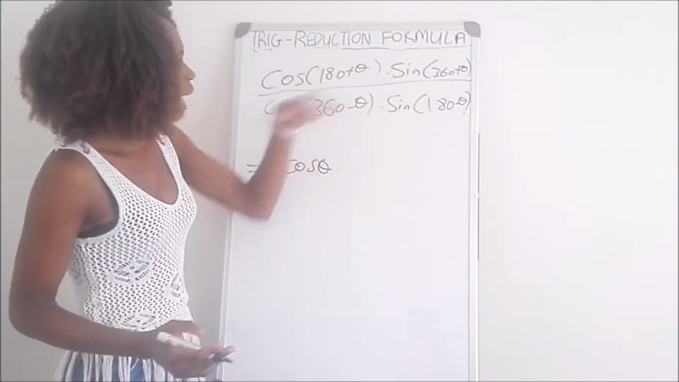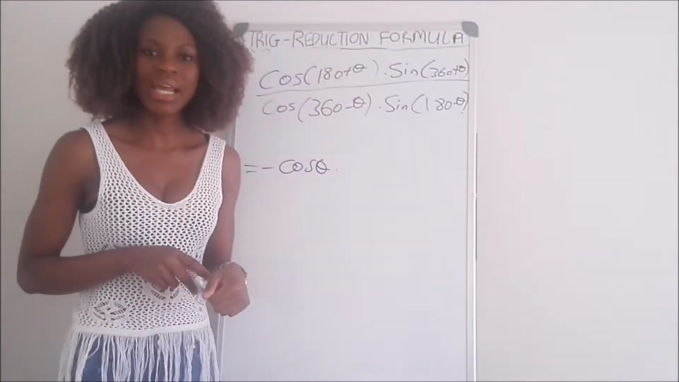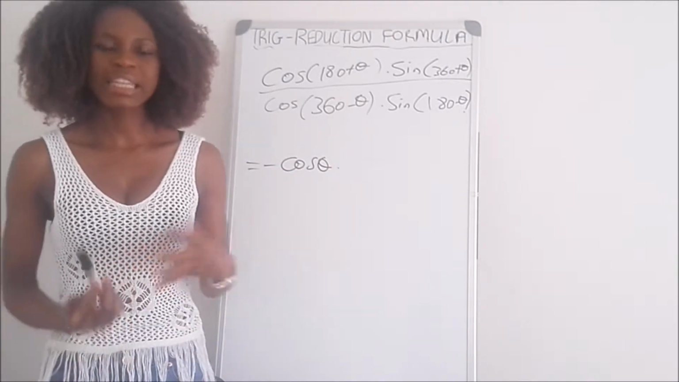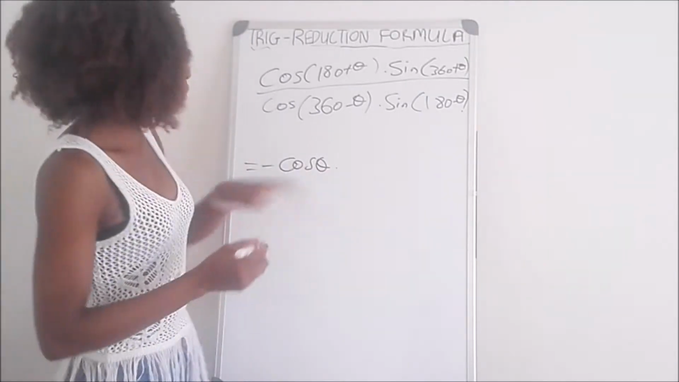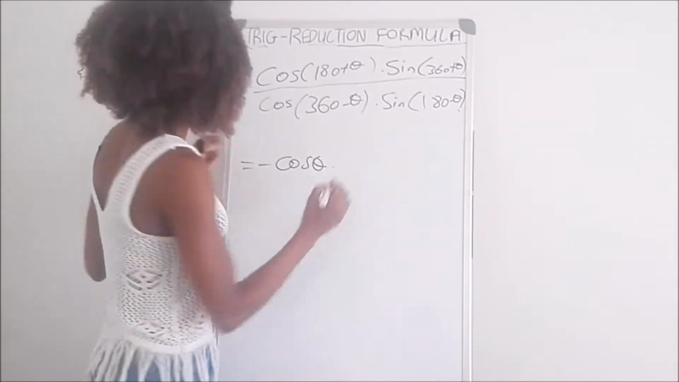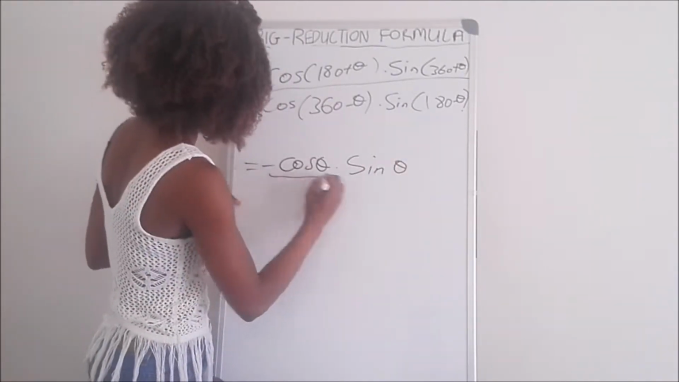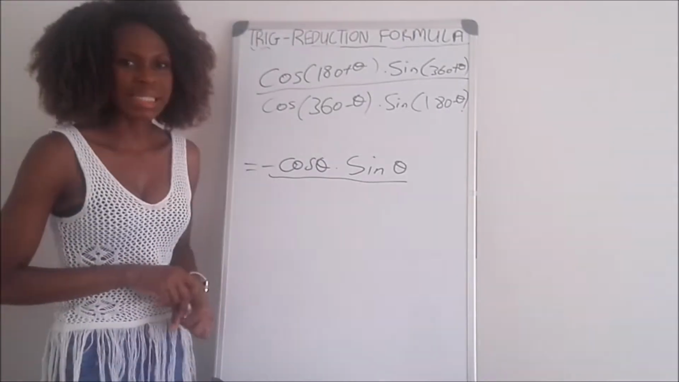When we come to sin(360 + θ), remember 360 + θ is in the first quadrant, in which all trigonometric ratios are positive. That means we have a positive sin θ. And then divide by cos(360 − θ).